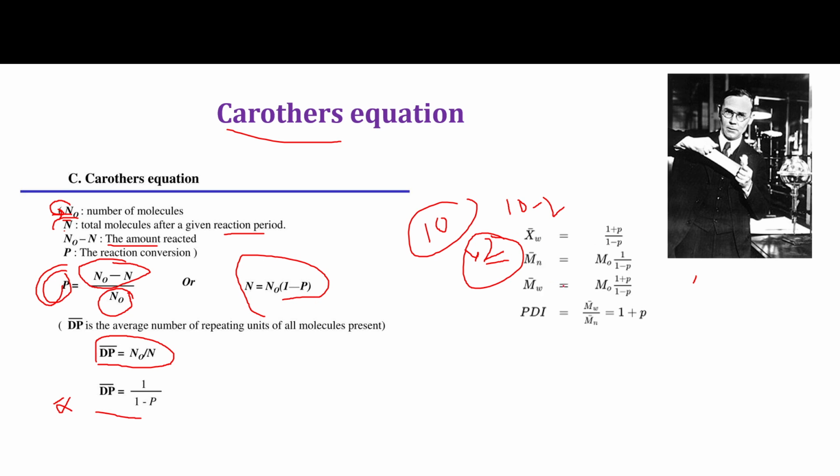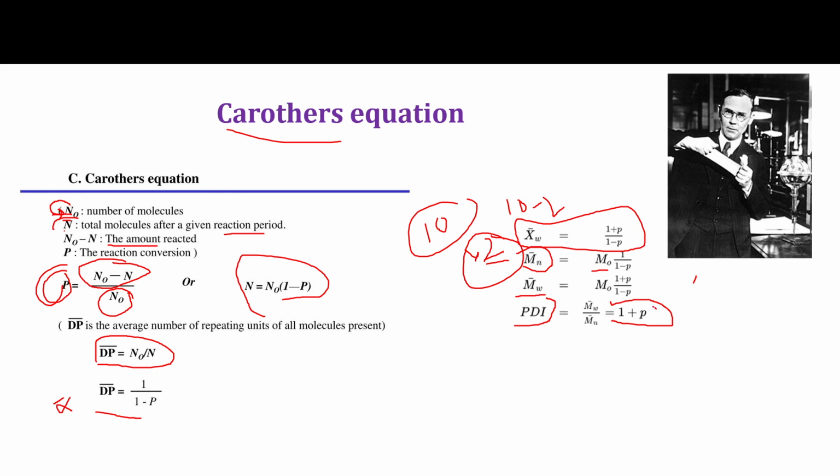From here we can also calculate the weight average degree of polymerization, which will be 1 plus p divided by 1 minus p. We can also calculate the number average molecular weight, which will be M0 into 1 by 1 minus p, where M0 is the repeating unit molecular weight. We can also calculate the weight average molecular weight, M w bar, which will be M0 into 1 plus p divided by 1 minus p. We can also calculate the PDI, because if we know Mw bar and Mn bar, we can know the PDI, which will be 1 plus p.